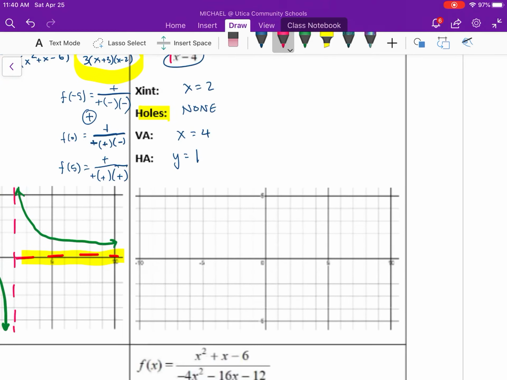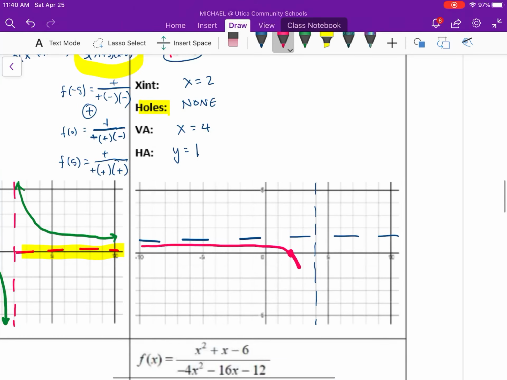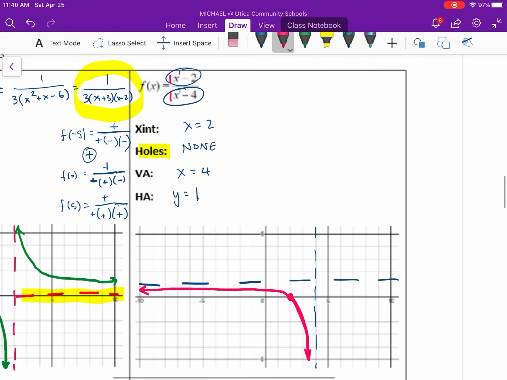So now I can use that information to graph: vertical asymptote at 4, horizontal asymptote at 1, x-intercept at 2, and then that should be enough to graph. Because I have a point underneath the horizontal asymptote on this side of the vertical asymptote, I know that the graph has to go like that, so I don't even need to test a point.